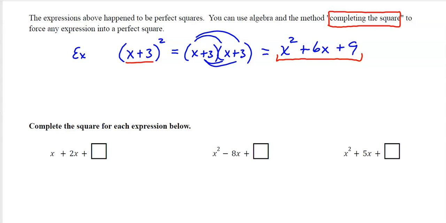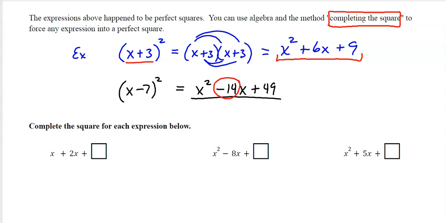Now I'm going to do another one. I'm going to do a new one. Let's maybe do x minus 7 squared. All right, and I'll skip this middle part, but it's going to shake out to be x squared minus 14x plus 49. So there's a relationship between the middle term and this number. And you'll notice that it's always half of it. It's always going to be half of that number.